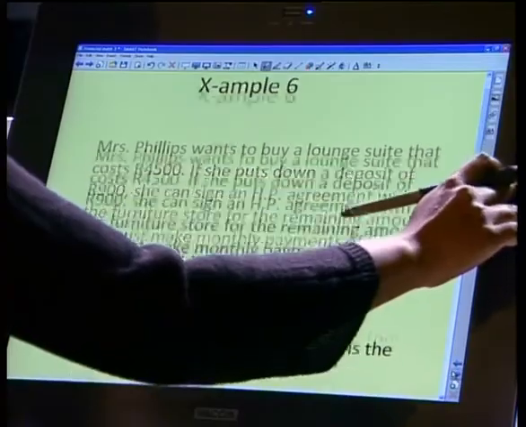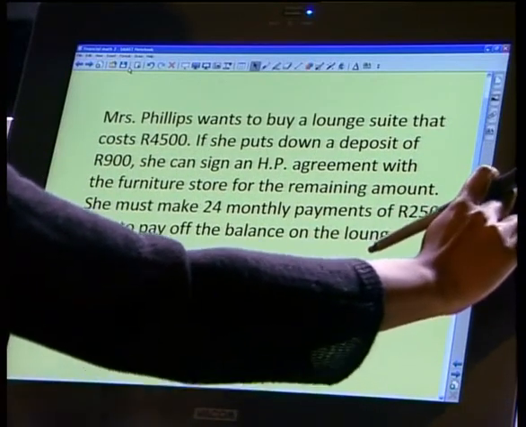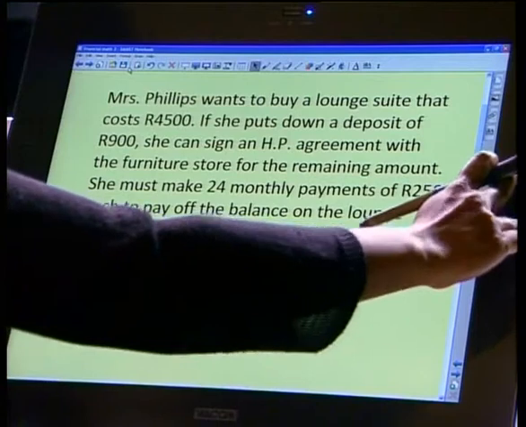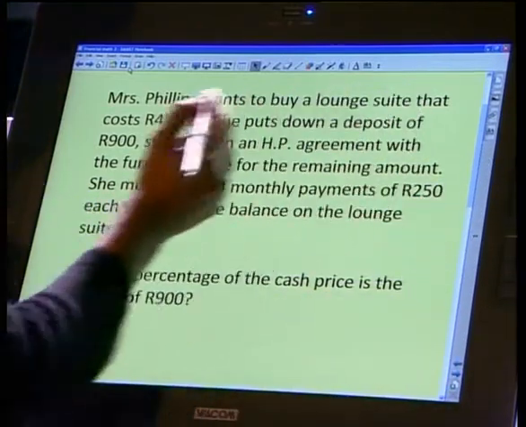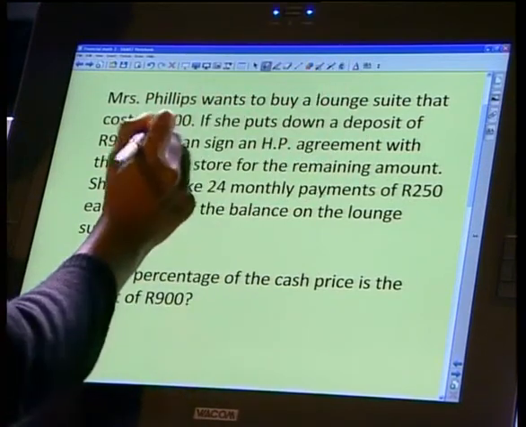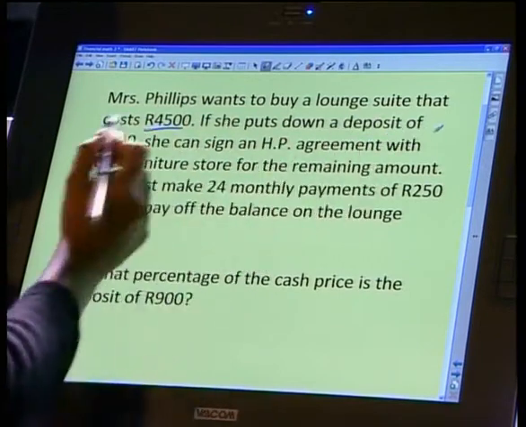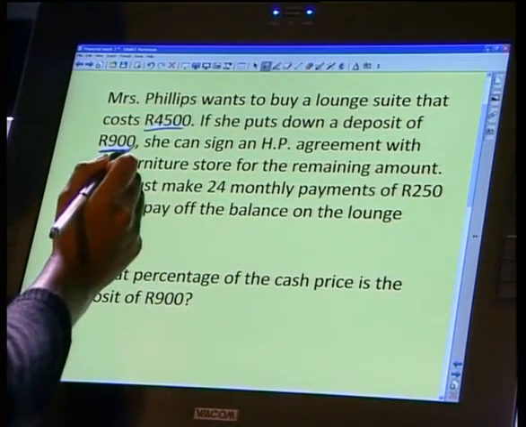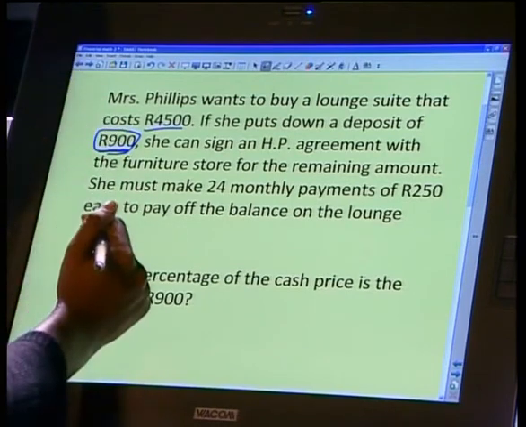So guys, we're going to move on to example 6, which is an example of a credit purchase. Specifically, it is an HP agreement, which is often a simple interest type of credit agreement. We are told that Mrs. Phillips wants to buy a lounge suite that costs 4,500 Rand. So if she buys it right now in cash, that's how much she'll pay. She puts down a deposit of 900 Rand. So she's going to put down a deposit. That's the amount she's going to also pay in cash.